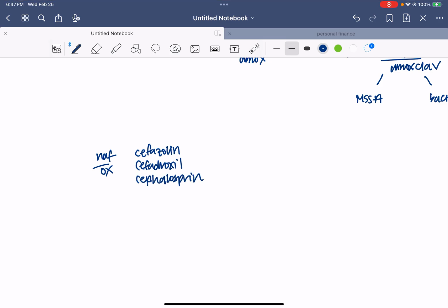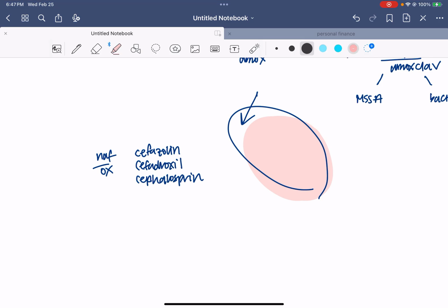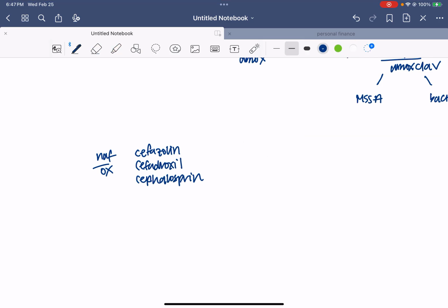Oh, another thing to note is that I'm only covering the organisms that are fully shaded in. So you might have to look back if you want to find the ones that have only a line around them. So nafcillin, oxacillin, cefazolin, cefadroxil, cephalexin, they all only really cover S. pyogenes and MSSA.